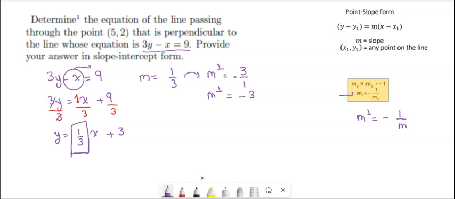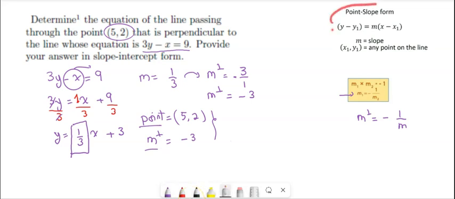Okay, so at this stage, what do I get? I get a point, which is 5, 2, that's the provided point in the text. And I get as well a slope that I want to use, which is the slope of the perpendicular, which is minus 3. So as it sounds, the best formula to use is, again, the point-slope formula. So I'm gonna plug it in.